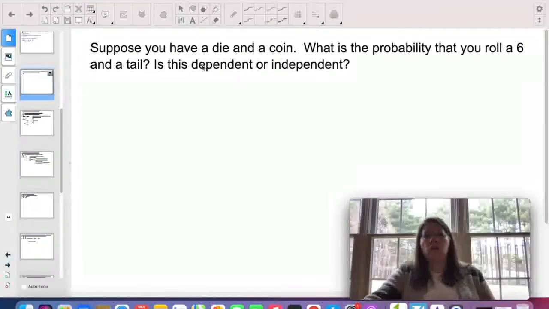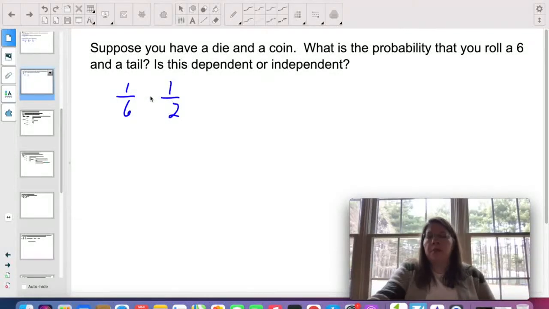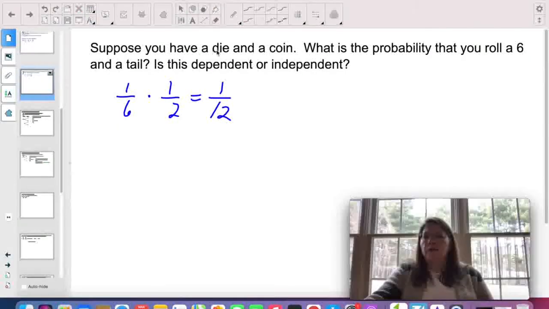All right, suppose you have a die and a coin. What is the probability that you will roll a 6 and a tail? Okay, so if we roll a 6, well, the die has 6 sides. One of them is a 6. So the chances of rolling a die and getting a 6 is 1/6. Probability that we get a tail with a coin is 1/2. So our final probability is going to be 1/12. There's no way rolling a die and flipping a coin have anything to do with each other. They are completely independent events.